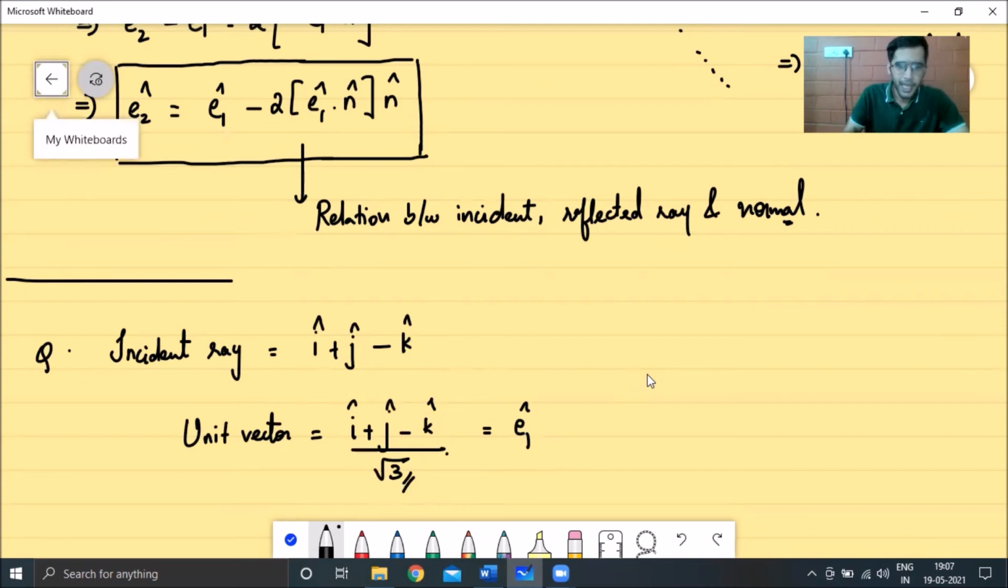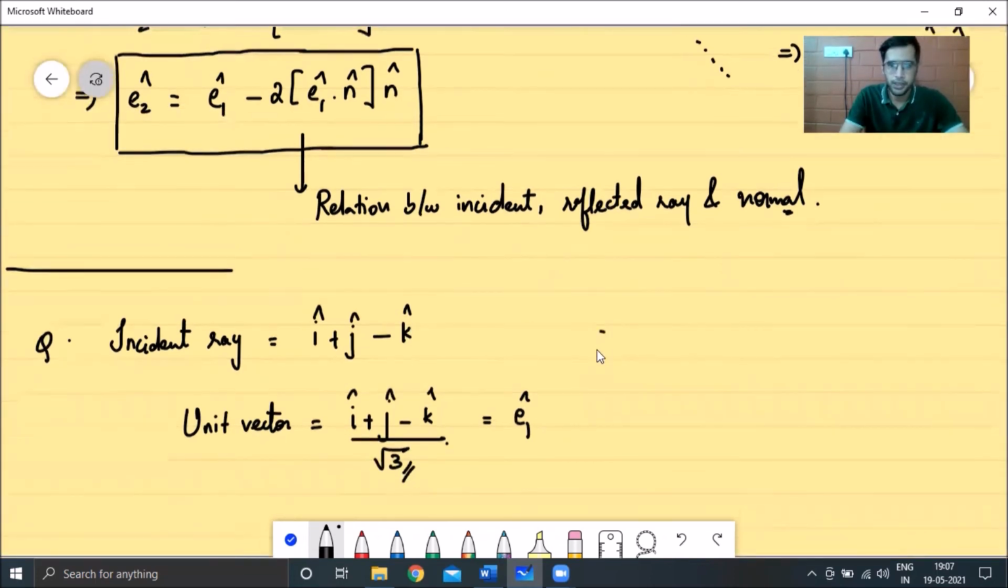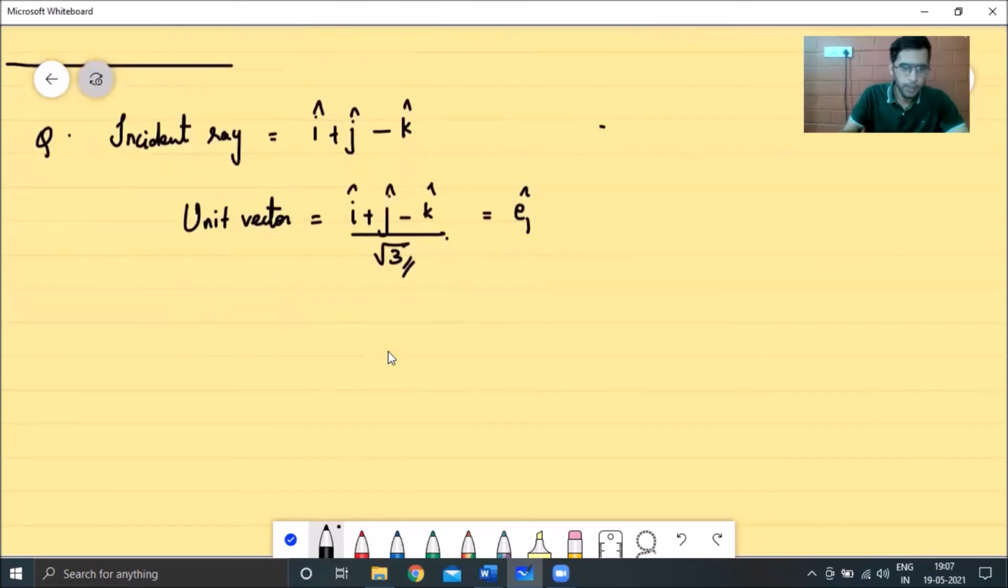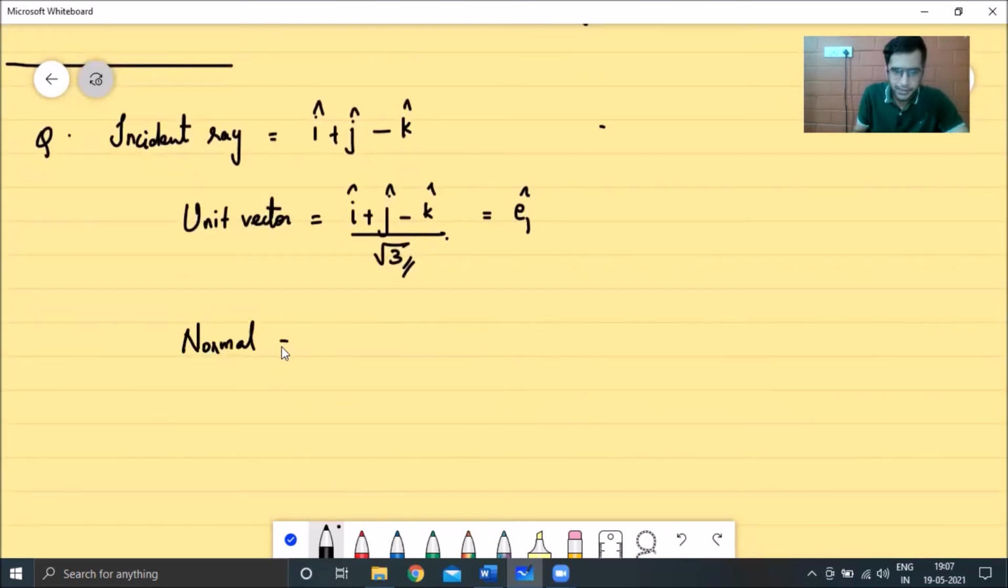And then the direction of the normal was also given. The normal at the incident point is along the direction of i cap plus j cap. Once again, this is not a unit vector, so we'll find out the unit vector along the normal. The unit vector along the normal will be equal to i cap plus j cap divided by root 2. That's your n cap over here, right?